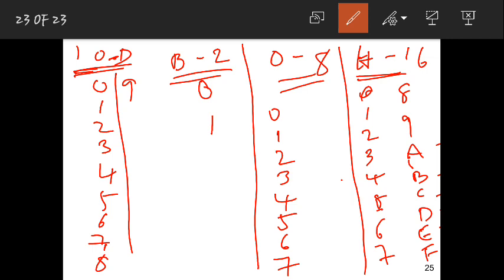So these are the basic 4 types of number systems. Here you have 10 digits in decimal, in binary you have 2, in octal you have 8 and in hexadecimal you have 16.